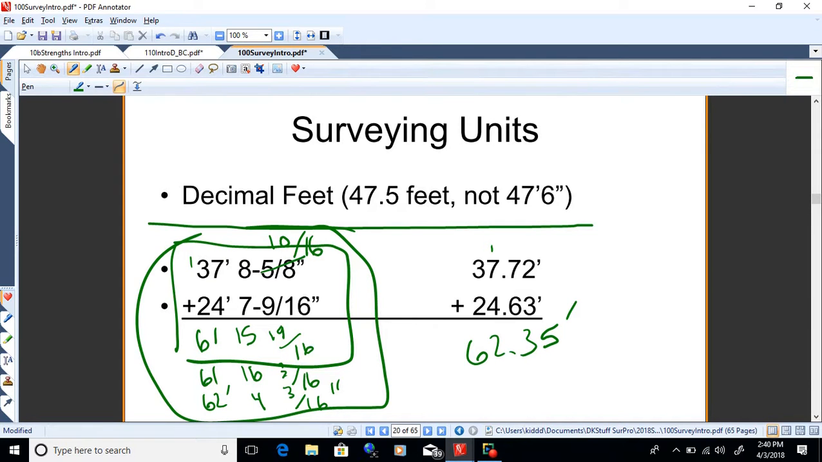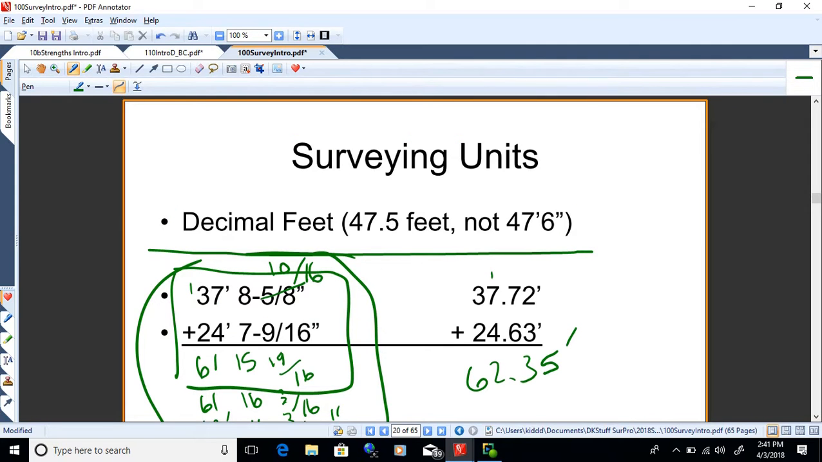So we don't use inches here. We just don't. And it's just not done, okay? So we good with that? And that's on page 2 or thereabouts in your notes, eh? Okay. We good with that? So decimal feet, that's how we measure.